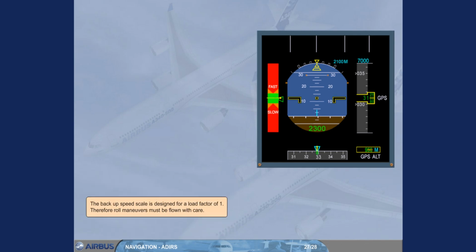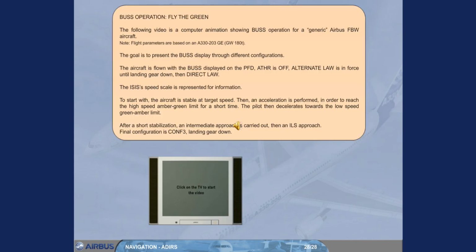The backup speed scale is designed for a load factor of 1. Therefore, roll maneuvers must be flown with care. BUSS operation, fly the green.